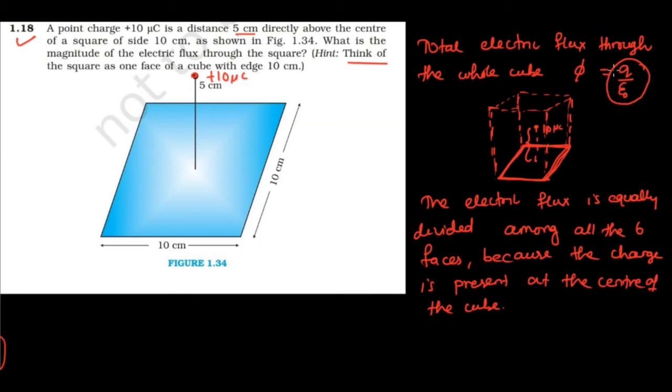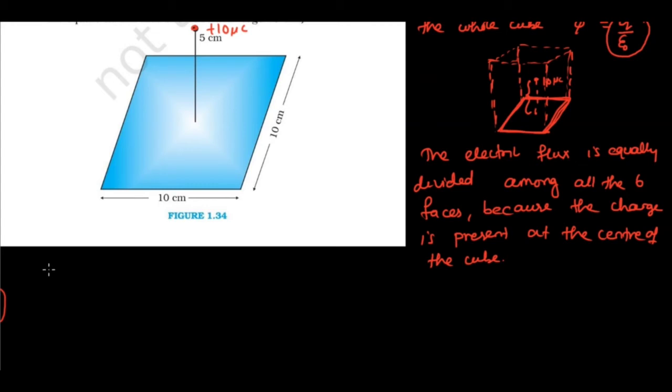But in this question we have to calculate flux through one face. So the flux through one face will be how much? This will be equal to Q by 6 epsilon naught, because the 6 faces, if we find the total flux through the 6 faces, then the flux is phi or Q by epsilon naught. So flux through a single face will be how much?